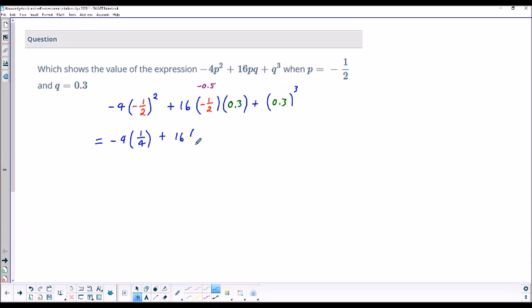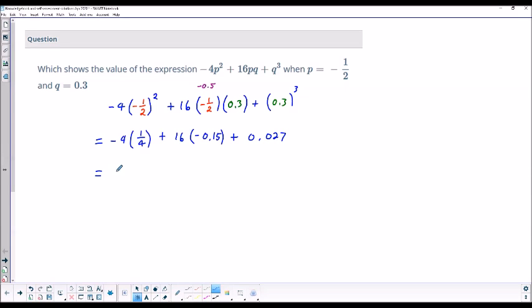I'll do this in a couple steps. 16 multiplied by -0.5 multiplied by 0.3. So -0.5 multiplied by 0.3 is -0.15. And then 0.3 cubed is 0.027. Okay, and then we just continue on here.